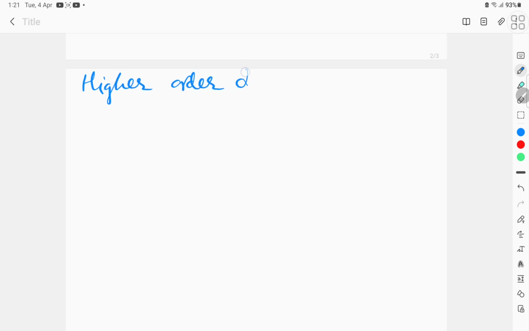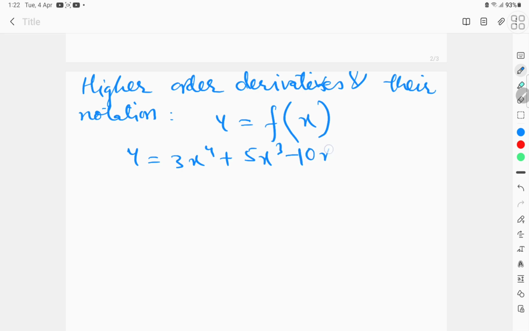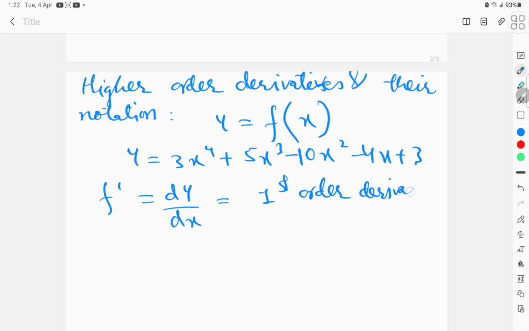Higher order derivatives and their notation. So its notation will be y is equal to f, a function of x. So consider the same example again: 10x square minus 4x plus 3. It is a function, and this will be the first order derivative, that is f'(x), where f is a function of x.